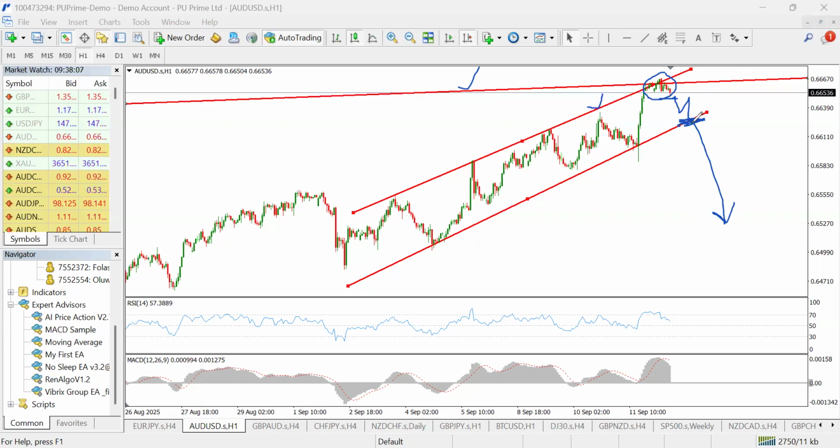But if price breaks out below this lower trend line, yes, that will have passed the volatility test and we may see price go down further. So I will suggest more of intraday trading. Wait for a new candle to break out below this rising wedge pattern, that's the lower trend line, and confirm with your RSI below 50 to trigger a sell on AUD USD.